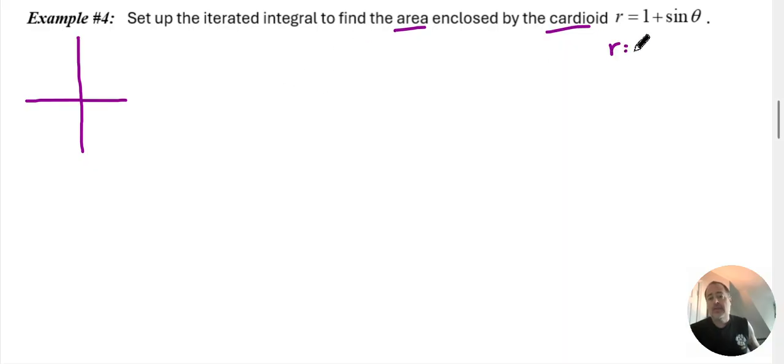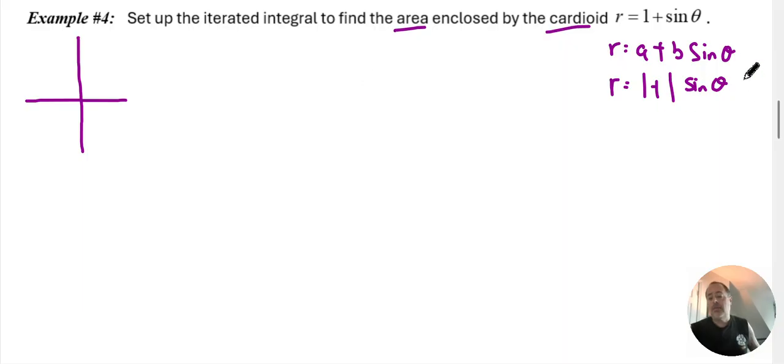One of the things I want to remind you about is that a cardioid is in the form a plus b sine theta or cosine theta, where a and b are equal to each other. In this particular case, we have an understood 1 in front of the sine of theta. Let's really quickly graph this to see what's going on with this problem.